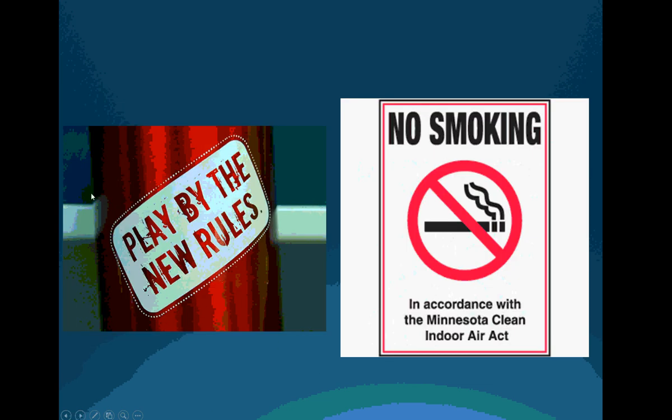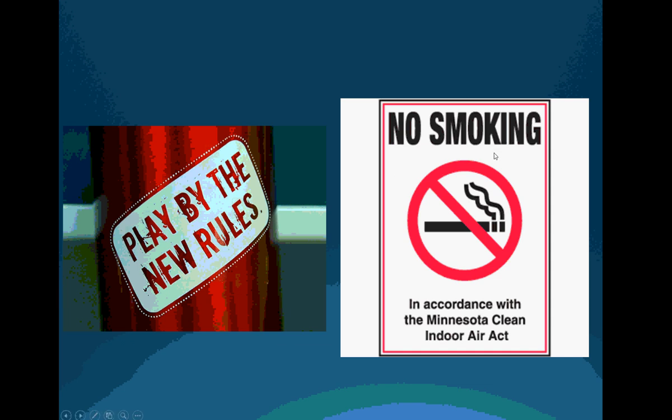Here's a water bottle that's for a sport. And it says, play by the new rules. When you're playing sports, are those rules or laws? What is the difference?